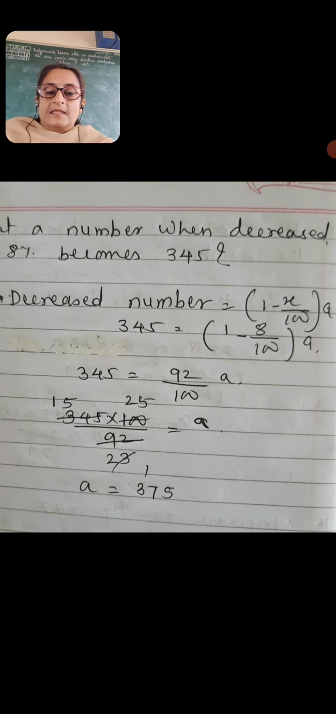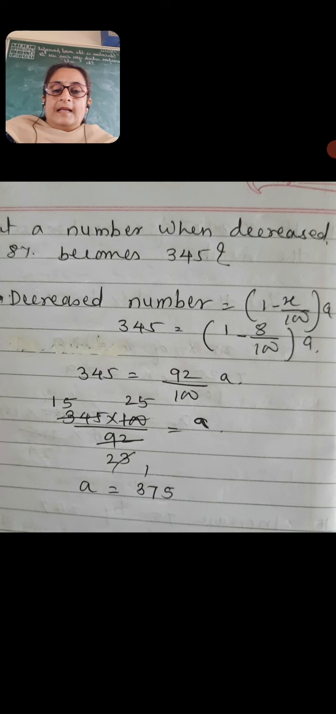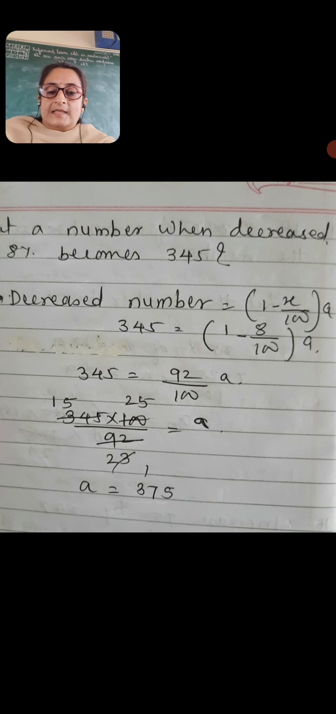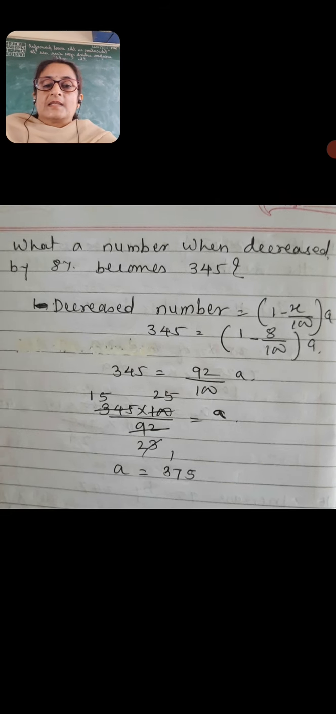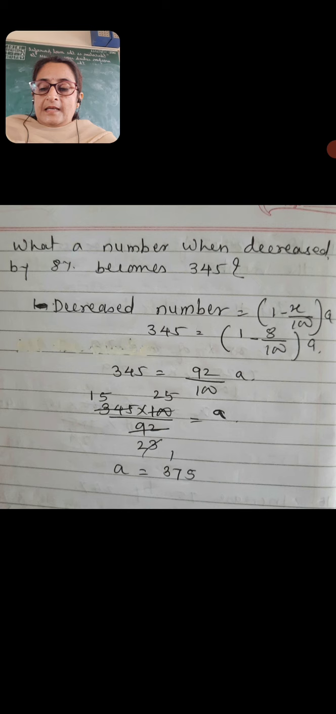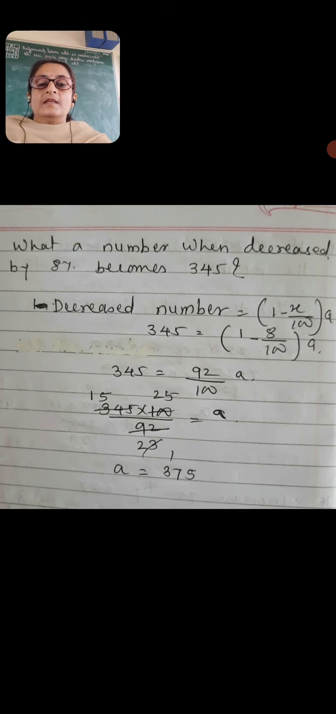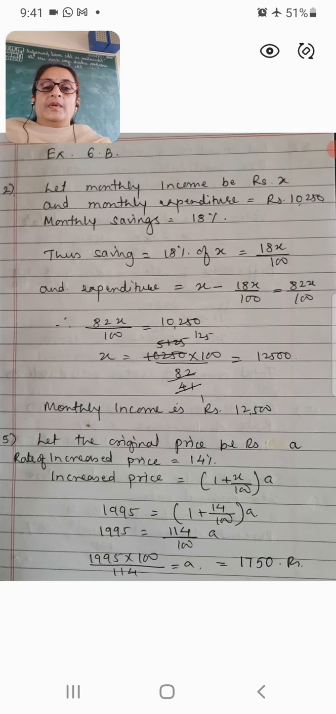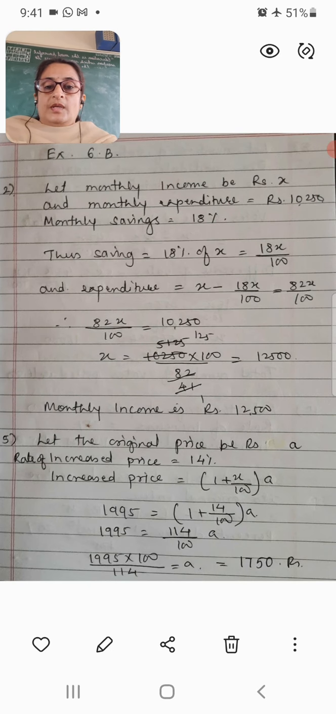Keep a as it is on the right hand side and take 92 upon 100 to the left hand side and make it reciprocal. When you cancel it, that gives you 375. So 375 is the original number, and it is decreased by 8% and becomes 345. So using this you can solve the whole exercise of that lesson on percentage, that is 6a. Now we'll go for exercise 6b where we are going to solve story problems.